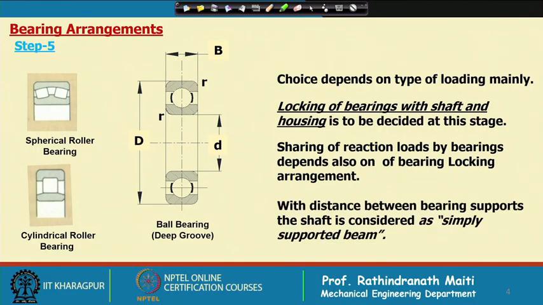But if we take a cylindrical roller bearing in a pair with a ball bearing, the cylindrical roller bearing will be slightly expensive, and also the inventory will increase. So, usually the practice is that if possible both the bearings would be the same as well as of equal size. The sharing of the reaction loads by the bearings depends also on the bearing locking arrangement, which I have discussed. With the distance between bearing supports, the shaft is considered as a simply supported beam in all cases, as we have discussed.